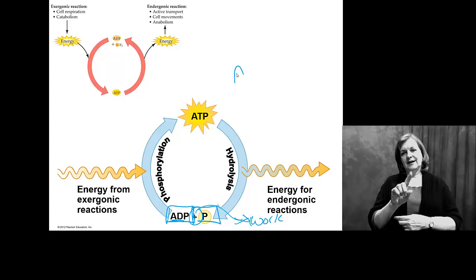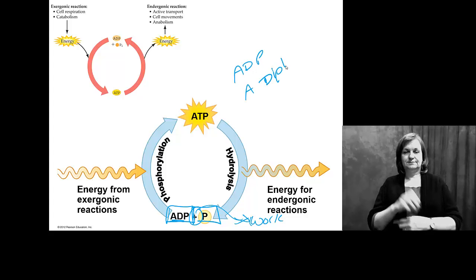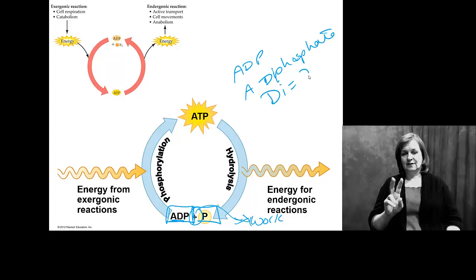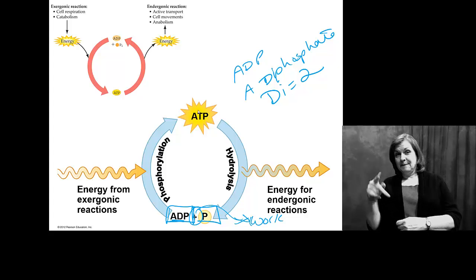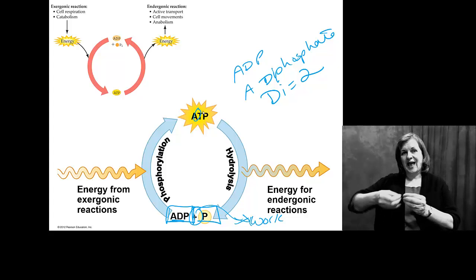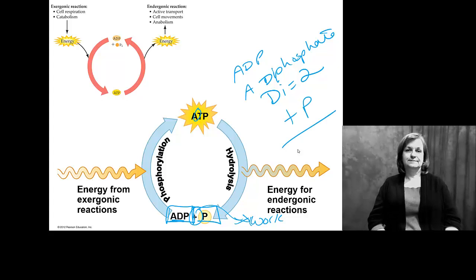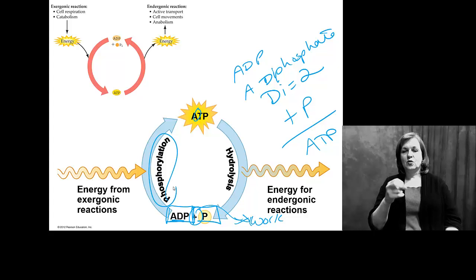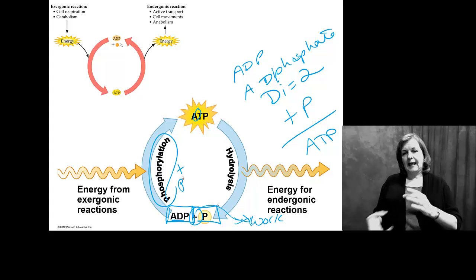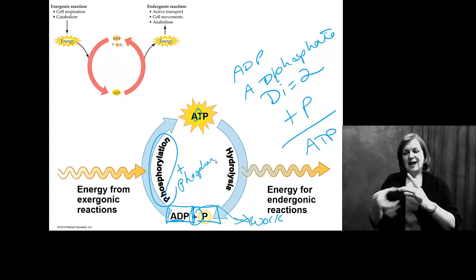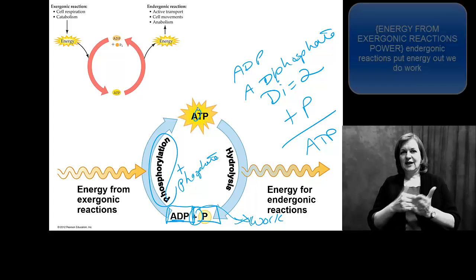ADP is adenosine diphosphate. Di equals 2, so there are just 2 phosphates. To get back to adenosine triphosphate, we just add a phosphate. So phosphorylation is the addition of a phosphate. When we add it, we go back to ATP, and we start all over again.